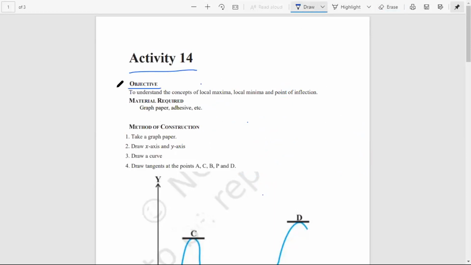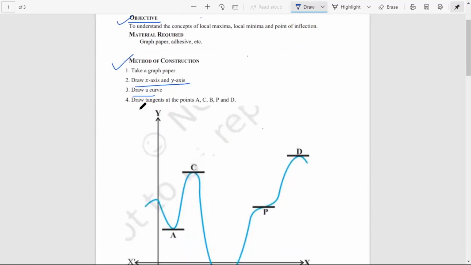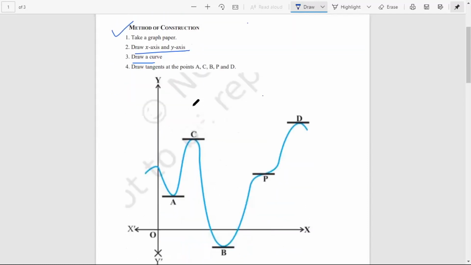So we are done with the objective. Okay, materials required: graph paper, adhesive, that is glue, and so on, scissors for cutting the graph paper as much as is required, then pencil, eraser, ruler. Method of construction: take a graph paper, draw the x-axis and y-axis, draw a curve. Now we all understood how to draw a curve by giving that simple example. Draw tangents at points A, C, B, P, D.